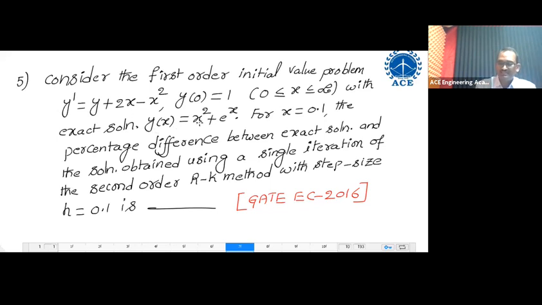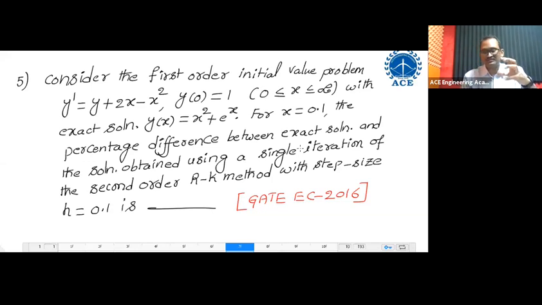Exact solution is y is equal to x square plus e power x. Find the exact solution at x is equal to 0.1. You will get some answer. And then find the approximate solution at 0.1. Approximate solution means the second order Runge-Kutta method, first approximation value. Because they said a single iteration. Single iteration means first approximation. Two iterations means second approximation.